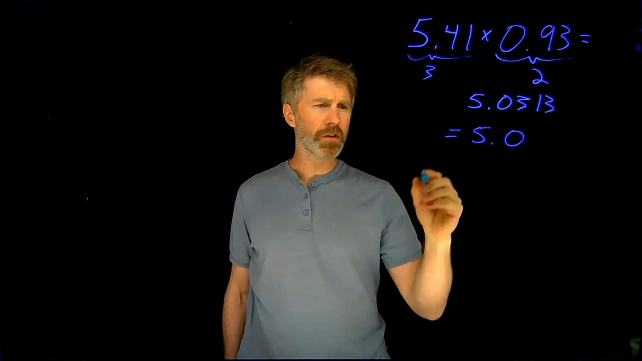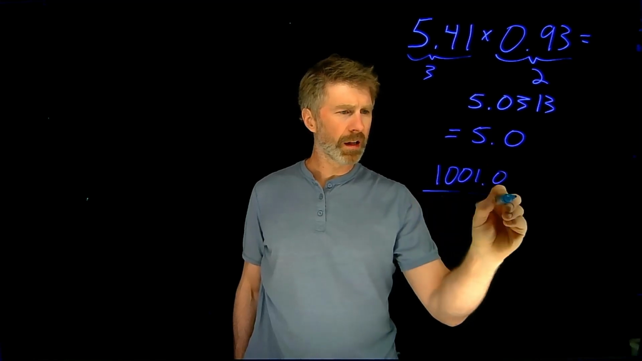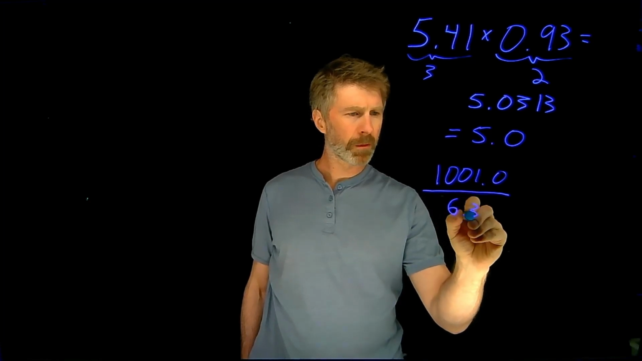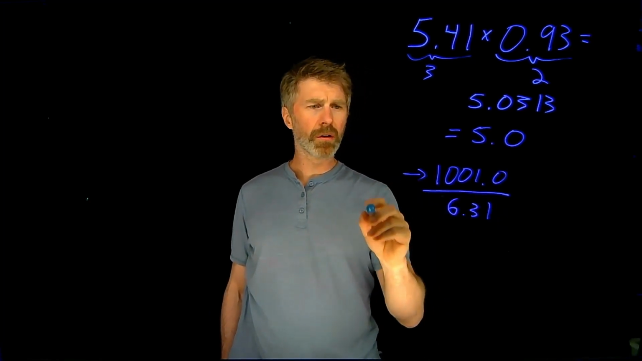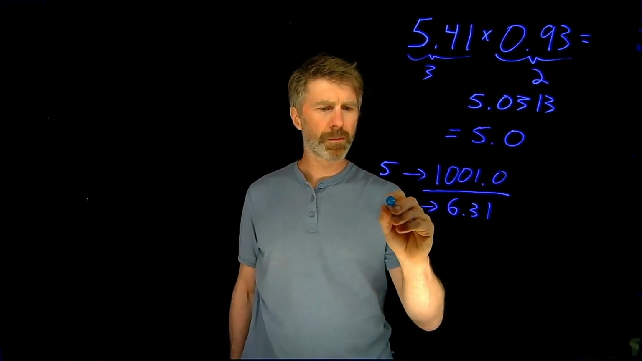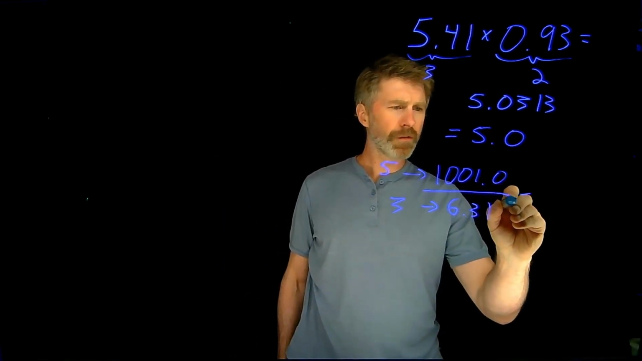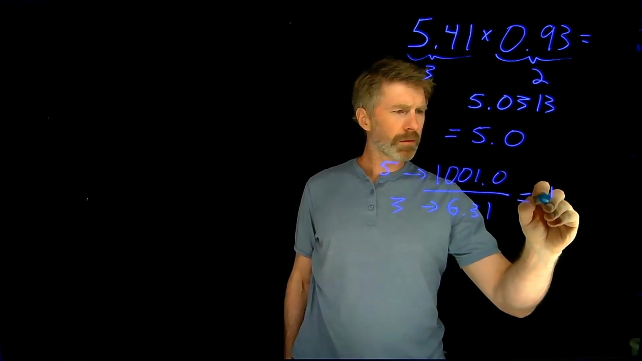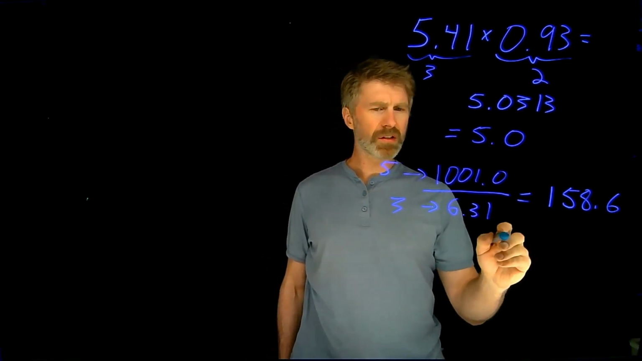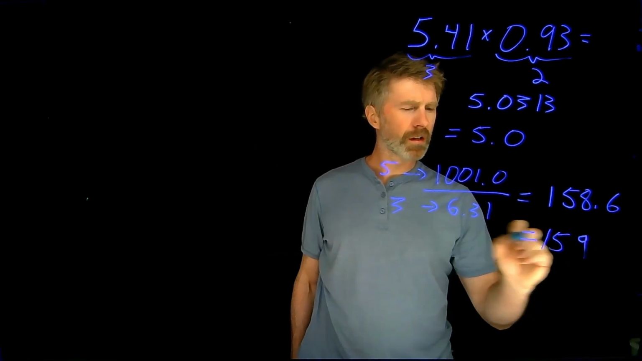It's the exact same thing with division. So if I have a number 1001.0 and I divide that by 6.31, 1001.0 has 5 sig figs and 6.31 has 3 sig figs. So that means my answer is also going to have to have 3 significant figures. If I plug the numbers into the calculator, I'll get something like 158.6 something, I believe. But since I can only have 3 significant figures, the value I can use is 159.